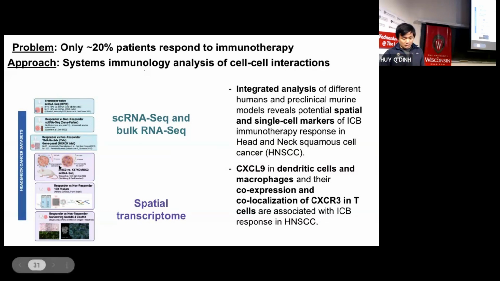So these are data from us. We generate single cell analysis in the mouse model that responds and the mouse model that does not respond, and we generate spatial data using 10x Visium and the CosMx data. One of the findings, and I'm going to go into how we found it, is the chemokine CXCL9 in two myeloid cell types, dendritic cell and macrophage, and their co-expression and co-localization with CXCR3 in T cell, which is associated with the immunotherapy response.